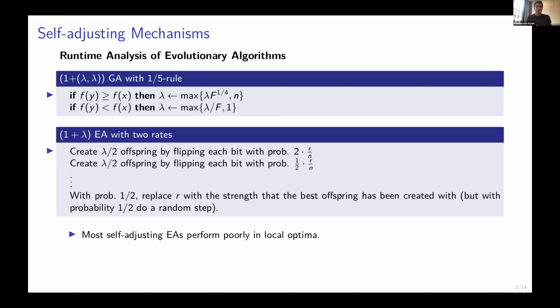Now, assume that the current search point is a local optimum. In this situation, large mutation rates are better to escape from the local optimum. But as you can see, the mentioned algorithms set the mutation rate to its minimum. So they usually perform poorly in local optima.